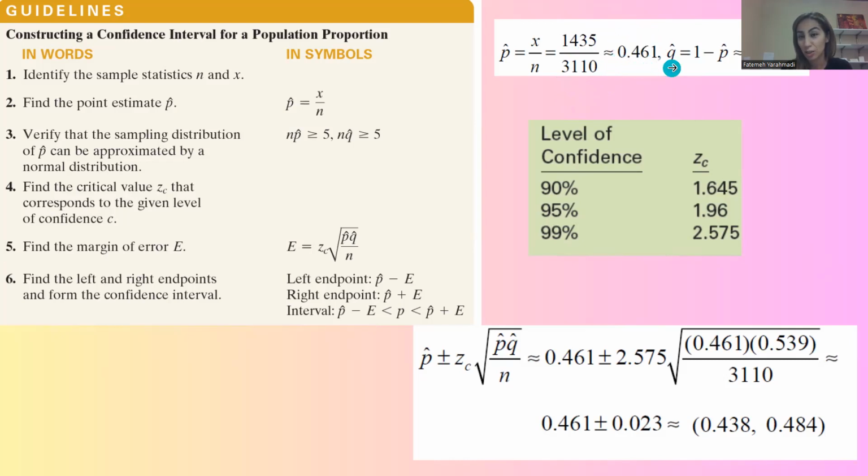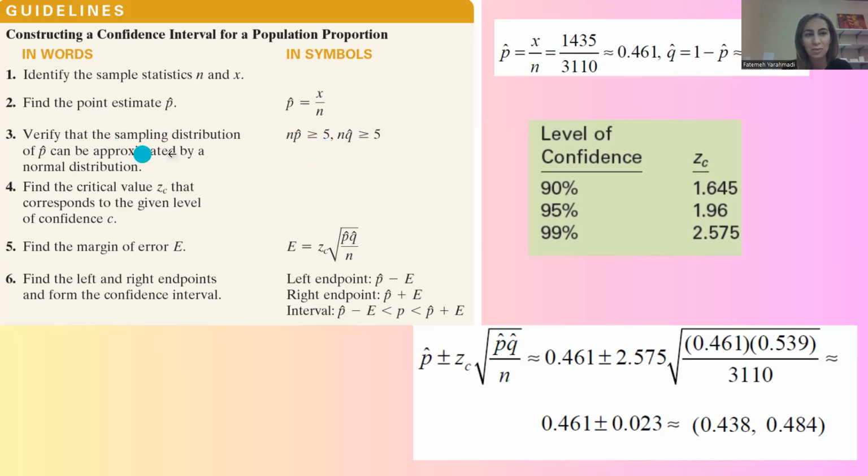0.461. And Q hat, the proportion of failure, is 1 minus P hat, which is approximately 0.539. So we have 46.1% said, yes, we start paying bills online. And 53.9% says, no, we haven't started doing that. You can do a little bit of algebra, multiply N, the sample size, and P hat, and make sure it is larger than or equal to 5.